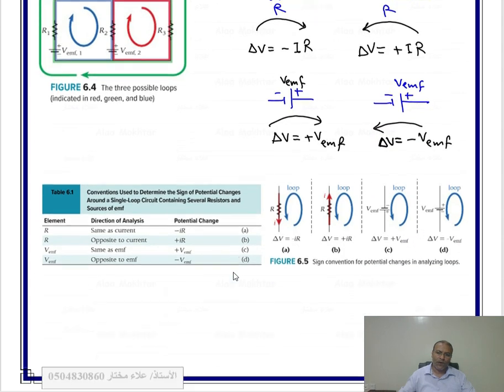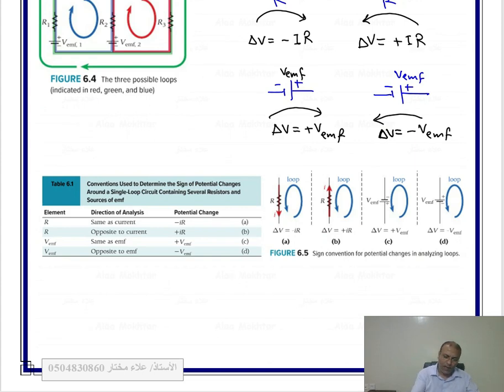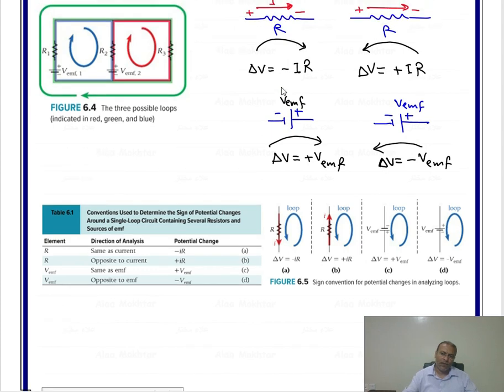Look at the table again. We have two elements, resistor and battery. Direction of analysis: if I move in the same direction as the current, like in the figure I showed you, the potential change will be negative IR. The element is R. If I move opposite to the current like this, the potential change will be positive IR.